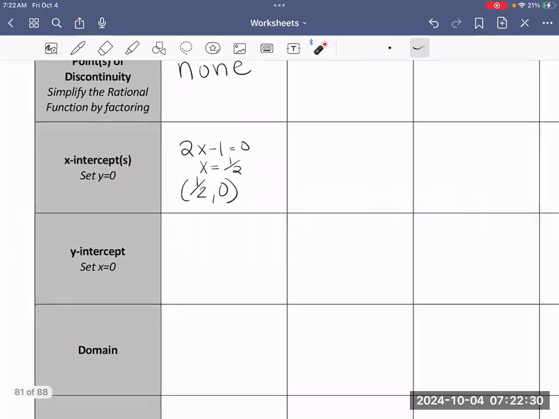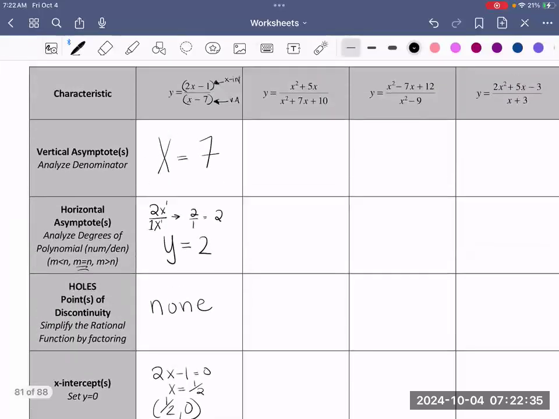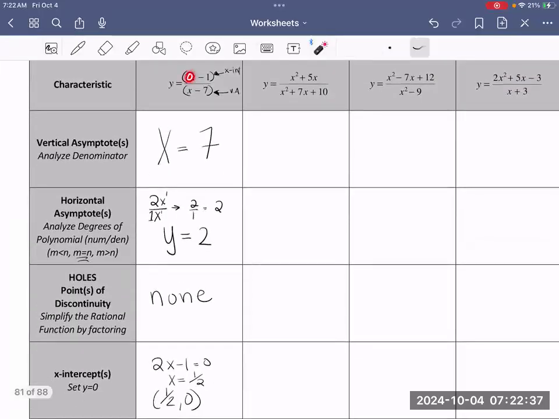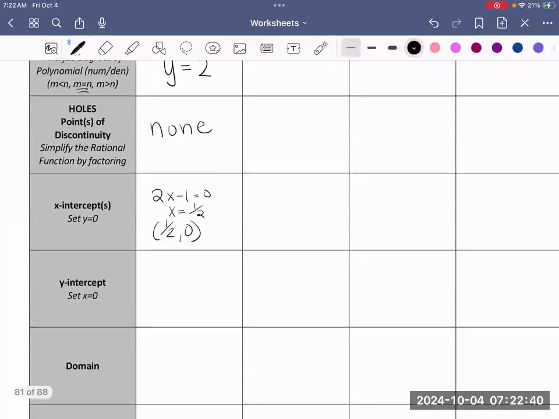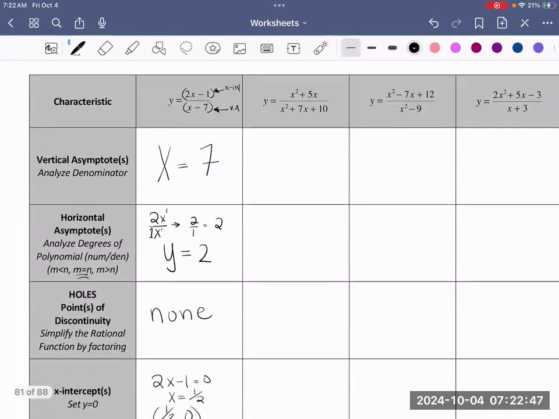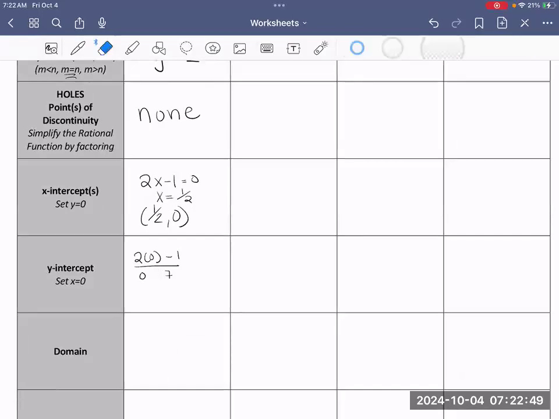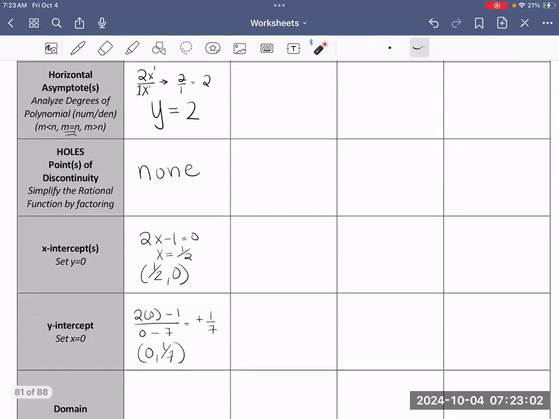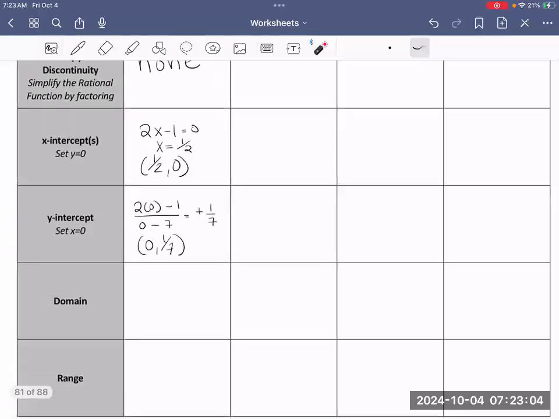Now, for your y-intercept, we're going to set x equal to 0 in the function. So we're going to substitute a 0 in here. So you have 2 times 0 minus 1 over 0 plus 7. I think it was plus 7. Nope, minus 7. So we have negative 1 over negative 7. Therefore, y is 1/7. Sorry, there's a double negative that will make it positive. And that is it. Yep, done.